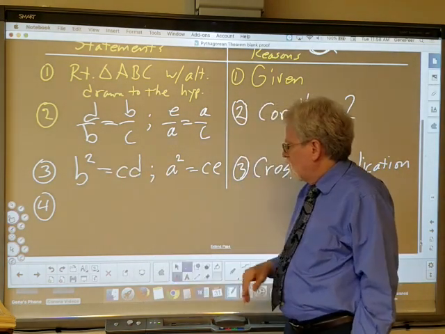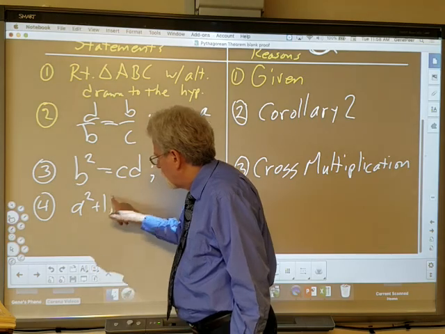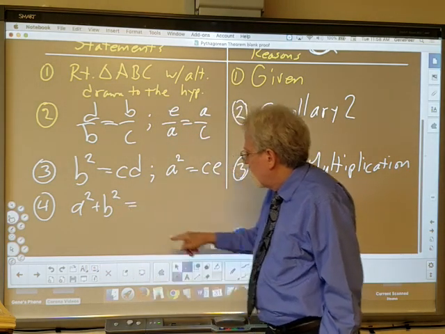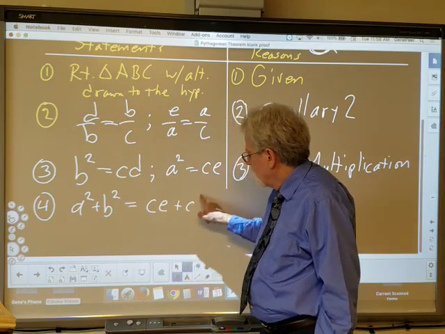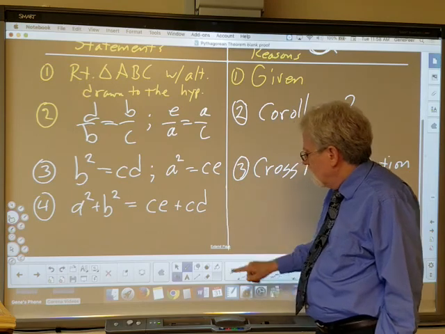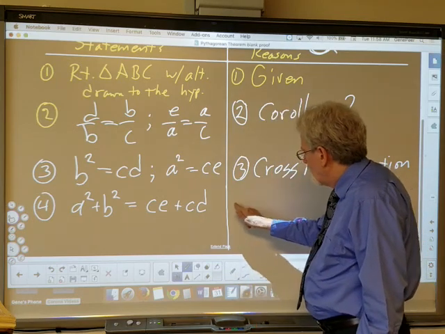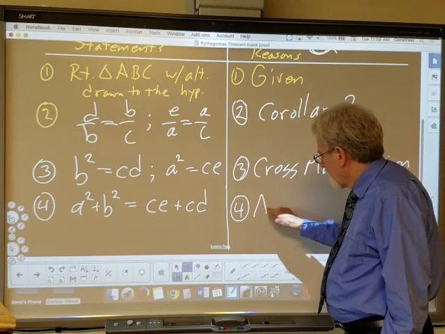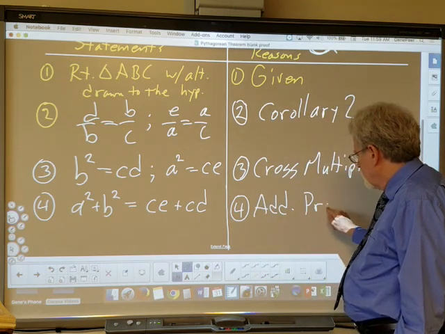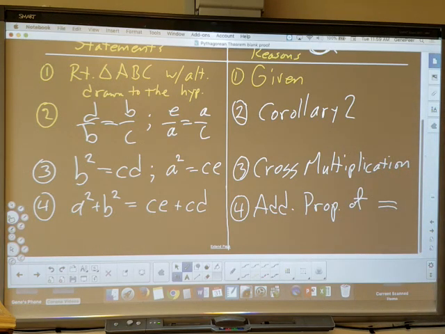If I add these two equations, I would have a squared plus b squared. Ooh, it's getting close to the Pythagorean theorem, isn't it? Equals what? CE plus CD. What did I do? I simply added the same thing to both sides of an equation. Do you remember what we call that? That is the addition property of equality. Remember, for every step in a proof, you have to have the reason why it's true.